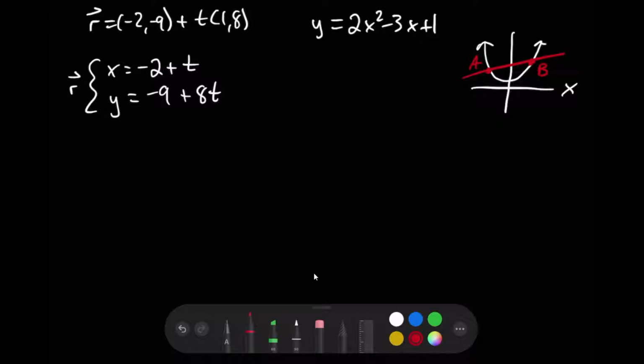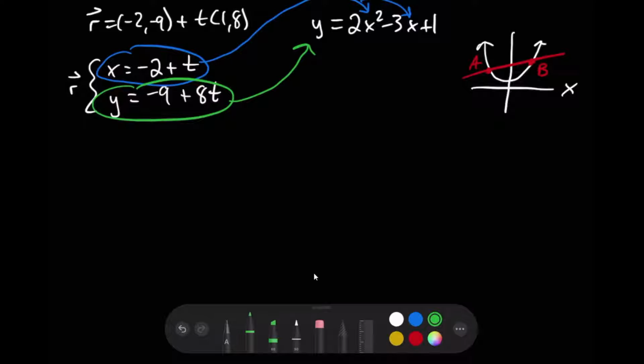We are going to do that by using substitution and substituting in our equation for our x value into our quadratic equation, and the equation for our y value into our quadratic equation. And then we can solve for our variables as needed. So let's sub in these values and see where that takes us. So instead of y, I'm going to write -9 plus 8t equals 2 times x squared, x is -2 plus t, squared, minus 3 times -2 plus t, plus 1.